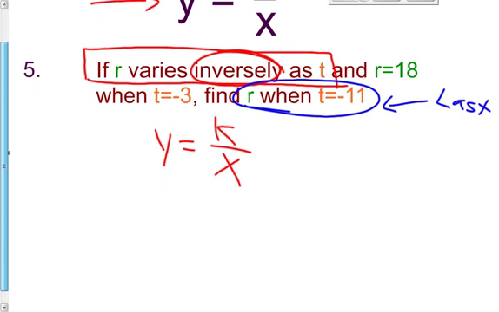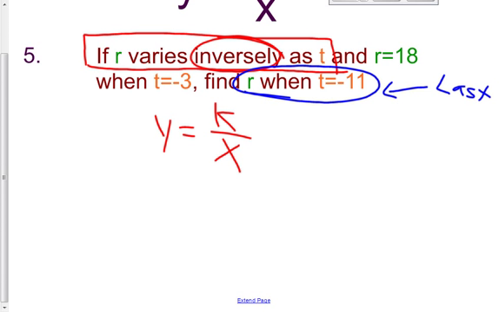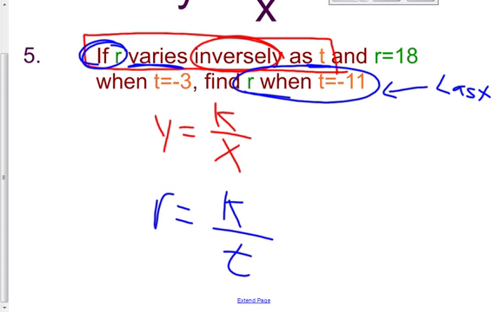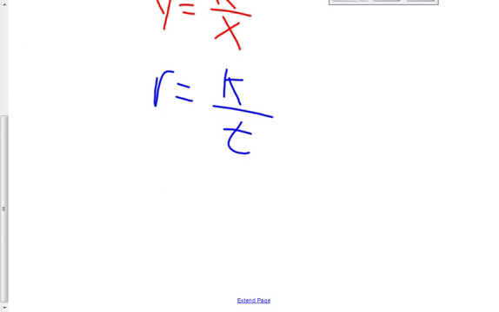So instead of y equals kx, I suppose we would be using r and t. So r varies, which means equals, inversely, so k in the numerator, and the other variable t is in the denominator. So now we have r equals k over t. R is 18 and t is -3. So 18 goes on the left, that equals k over t, which t is -3. To get k all by itself, you have to multiply both left and right sides by -3.